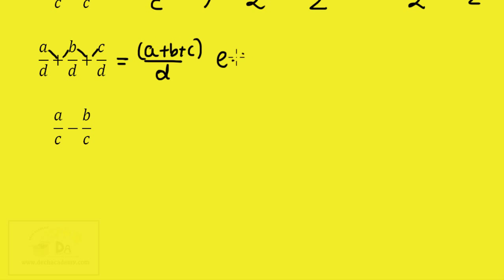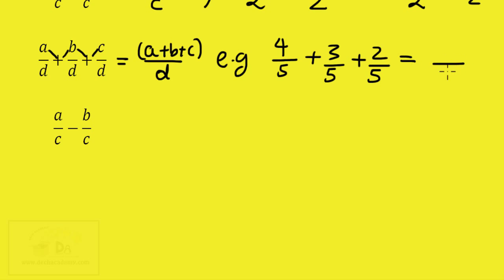For example, 4 over 5 plus 3 over 5 plus 2 over 5 is equal to what? A fraction whose denominator is the same as the denominator of any of the original fractions, and whose numerator is given by 4 plus 3 plus 2, which is equal to 7 plus 2, which is 9 divided by 5.